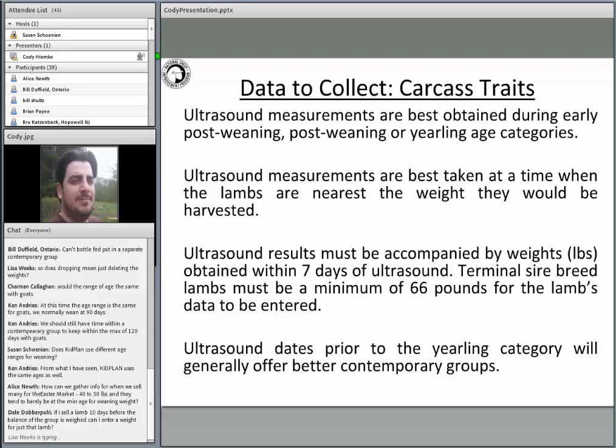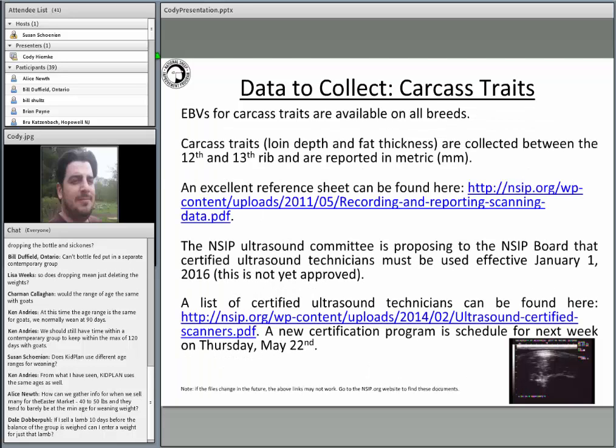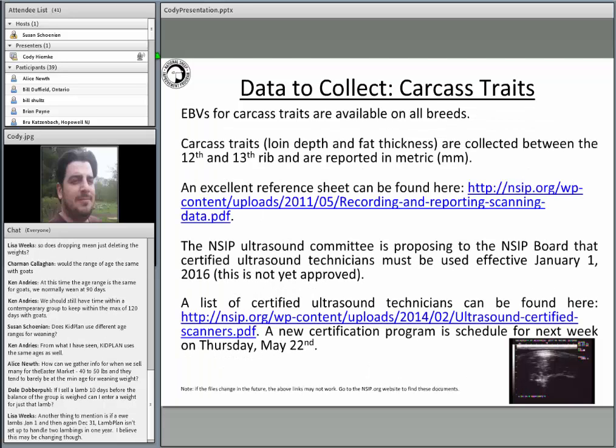And another note, similar to the scenario I gave on my 4 yearlings, those ultrasound dates prior to the yearling category will offer better contemporary groups. When you take ultrasound measurements on yearlings, you've already culled out a lot of animals. So the earlier you can do that, or when you have a larger contemporary group, the better that information is going to be. As I mentioned, EBVs are available for all breeds.